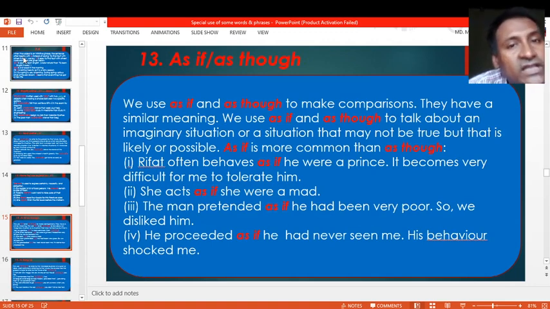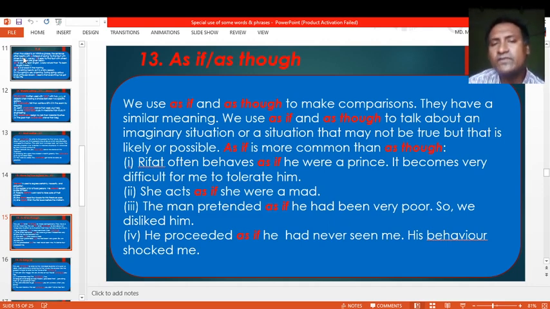As if or as though. We use as if and as though to make comparisons. They have a similar meaning. We use as if and as though to talk about an imaginary situation or a situation that may not be true but that is likely or possible. As if is more common than as though.